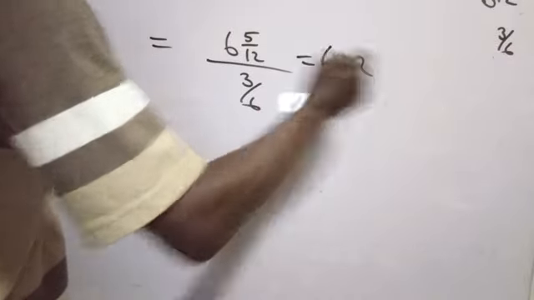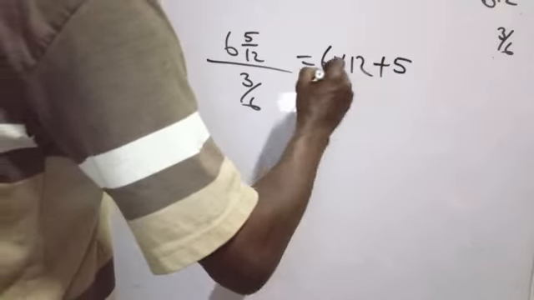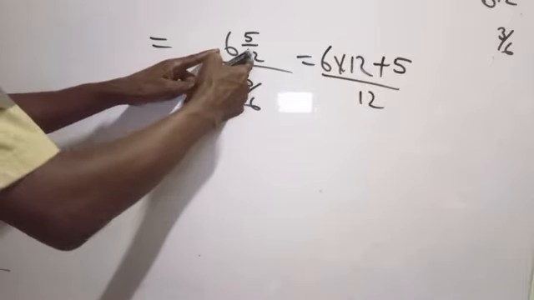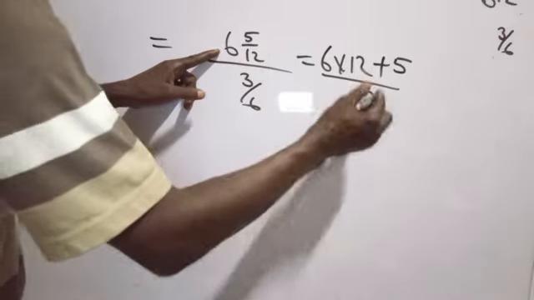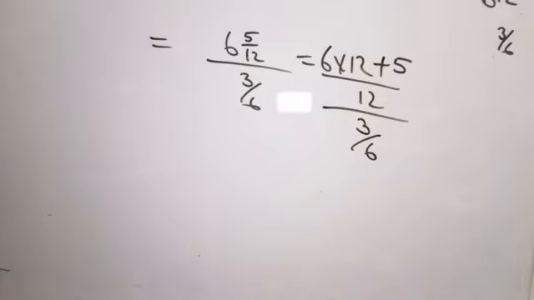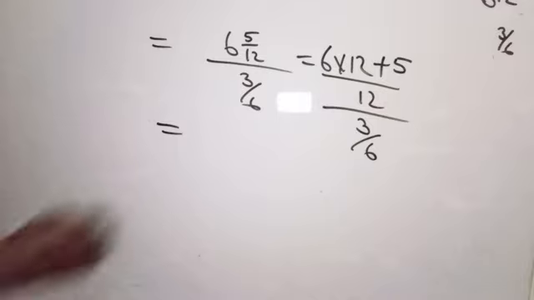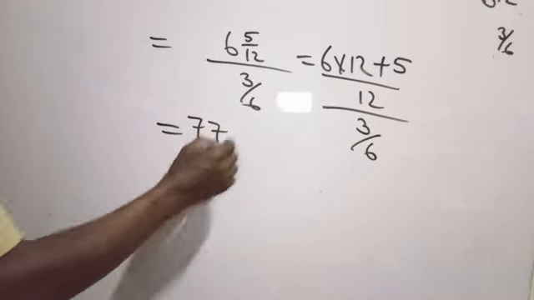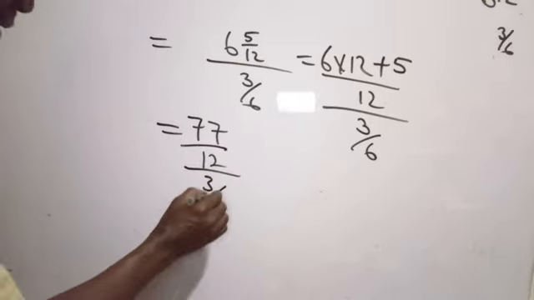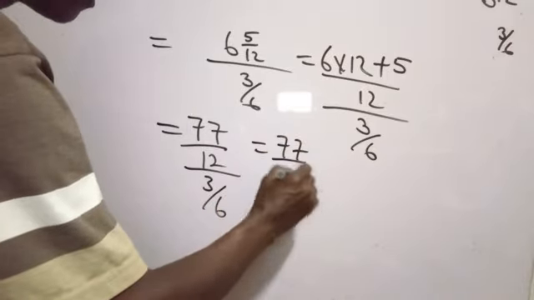6 times 12. You multiply this 6 by 12, plus the 5 on top, all over 12. Then all over 3 over 6 that we have here. It's not difficult at all. Don't be confused. So 6 times 12 is 72 plus 5. That's 77 all over 12. Now all over 3 over 6. So that was 77 over 12.